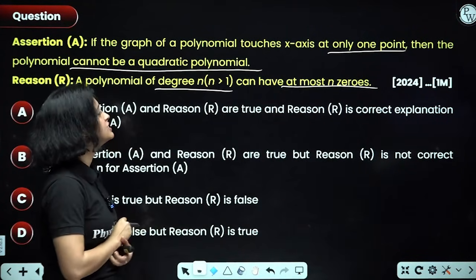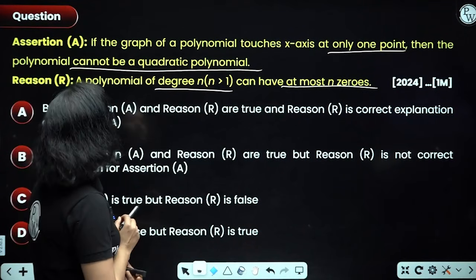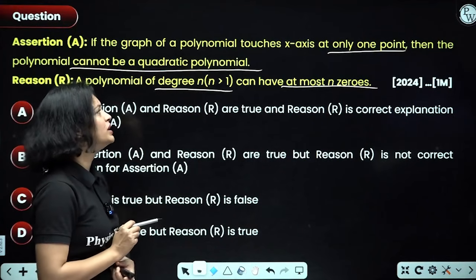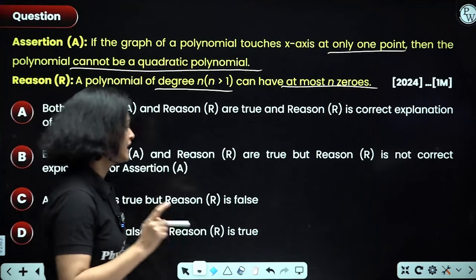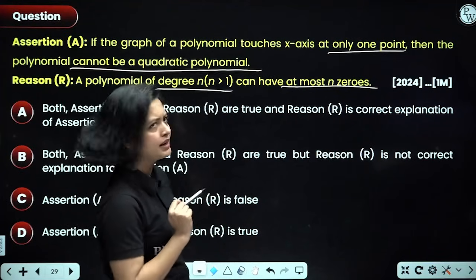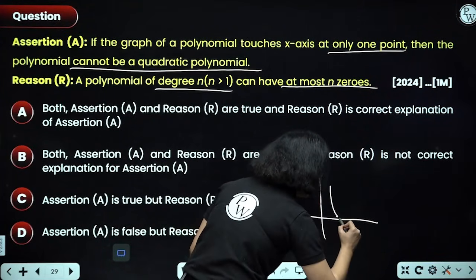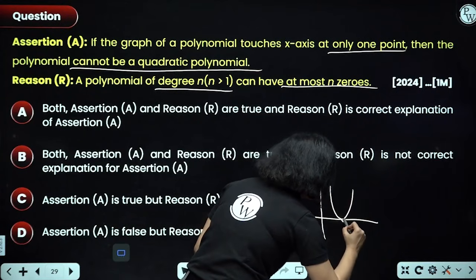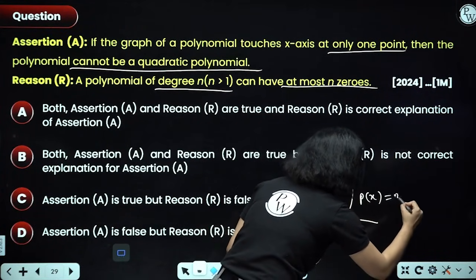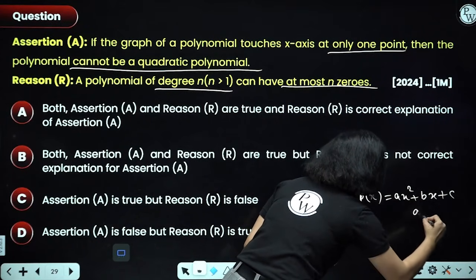Now, bacha, first of all, you will check the validity of both the statements individually. So, let's start with the first one. They are saying that the graph of a polynomial is touching the x-axis at only one point. And they are saying that if that happens, then the polynomial cannot be a quadratic polynomial. But we just saw a graph like this. This here is a graph of a quadratic polynomial, right? ax squared plus bx plus c, where a is greater than 0.